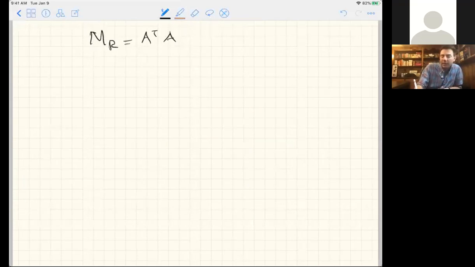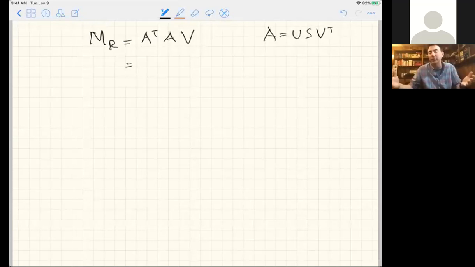I want to think about multiplying this by an eigenvector, or actually, let's do it by this entire matrix V. So what's going to happen here? I can think of expanding A by U S V transpose, which is the singular value decomposition of A.